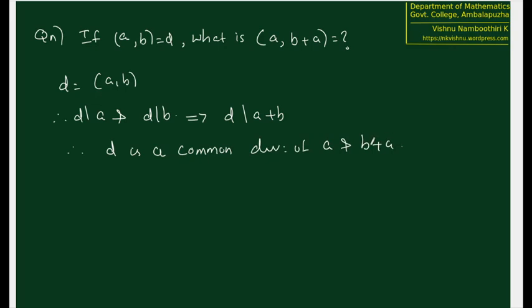Now, we want to see the GCD of A and B plus A. Suppose D dash is the GCD of A and B plus A. So D is a common divisor and D dash is the largest common divisor. Therefore, D must be less than or equal to D dash, since D dash is the GCD.